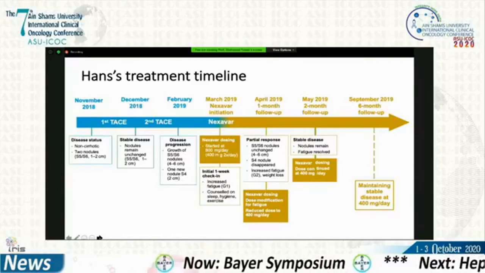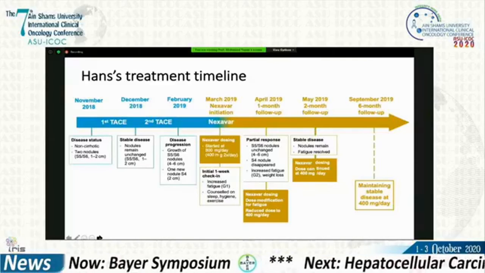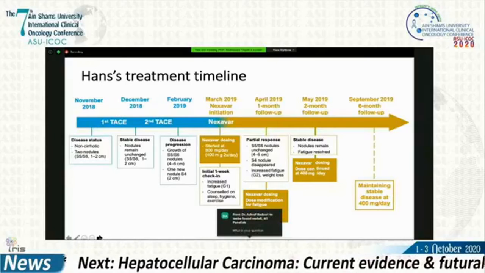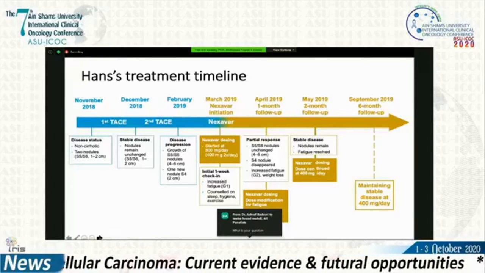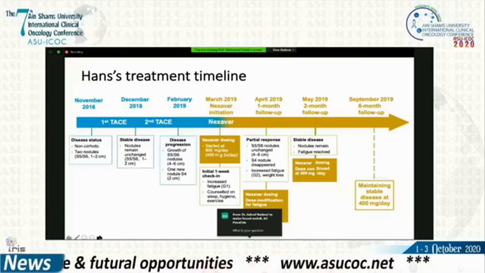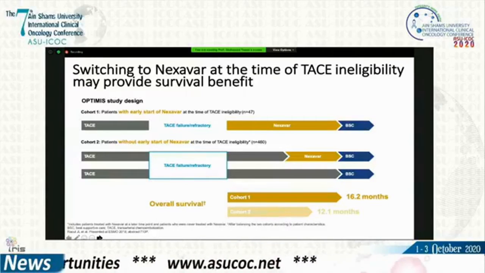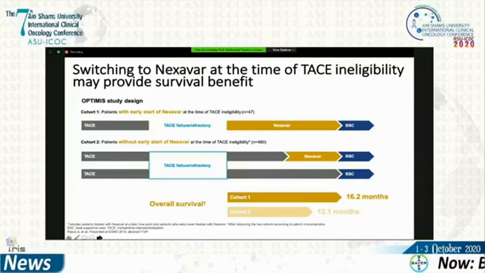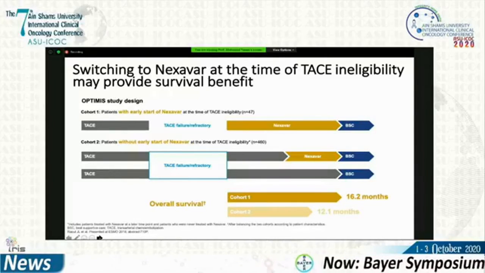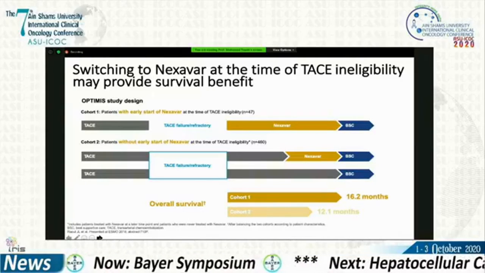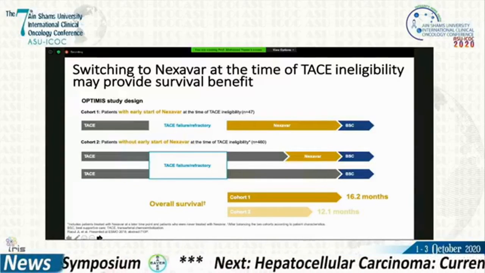Then at the second month's follow-up, stable disease and fatigue resolved, and the patient was still on the 400 milligram dose. After 6 months of follow-up, we maintained the stability of the disease with the 400 milligram once daily dose. So a very important issue was addressed in the OPTIMIS study design, in which we need to start systemic therapy as soon as TACE becomes refractory or there is failure of TACE.